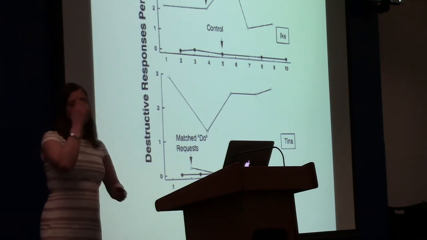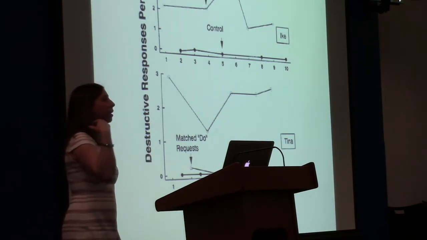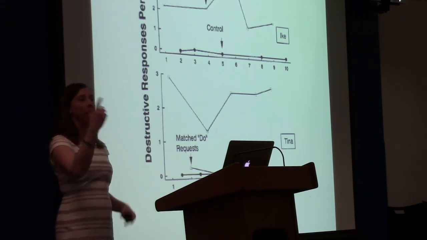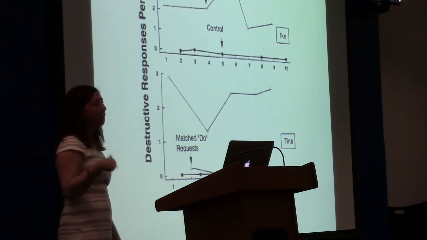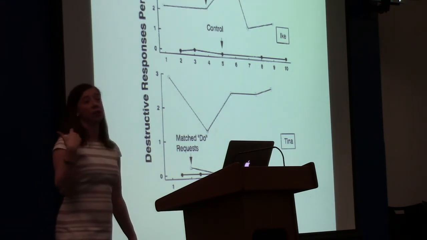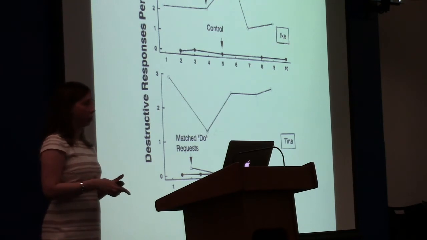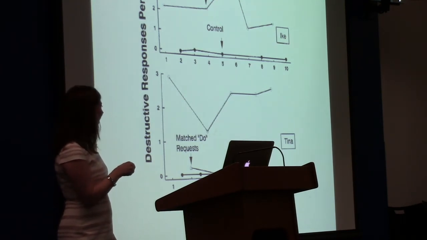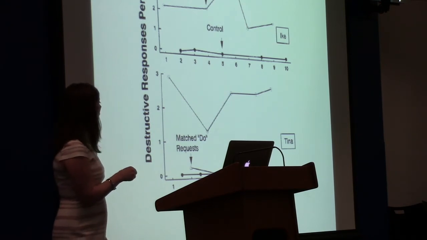So what they did was they had a condition where they said, "Don't do this, don't do this," and it was more about what they were doing at that moment, just constantly saying, "Don't do this," and then contingent on problem behavior, they would stop saying that. And in the control condition, they just never said, "Don't do this." Interestingly, with Ike, they didn't do this. Researchers sometimes have a sense of humor.